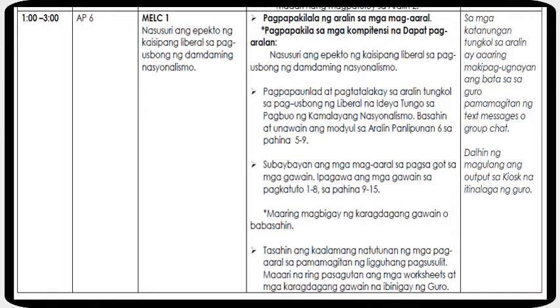So, from 1 to 3, AP6, so MELC, nasusuri ang epekto ng kaisipang liberal sa pag-usbong ng damdaming nasyonalismo. So, andyan pa rin po pagpapakilala sa mga competency na dapat pag-aralan. Then, development of the lesson, pagpapaunlad at pagtalakay sa aralin tungkol sa pag-usbong ng liberal na ideya tungkol sa pagbuo ng kamalayang nasyonalismo. So, ayan din, basahin at unawain ang module sa Araling Panlipunan 6 sa pahina 5 to 9. Subaybayan ang mga mag-aaral sa pagsagot sa mga gawain. Ipagawa ang gawain sa pagkatuto 1 to 8 sa pahina 9 to 15.